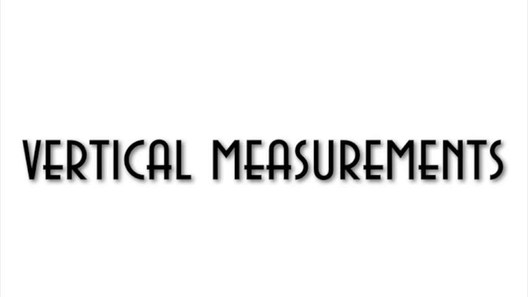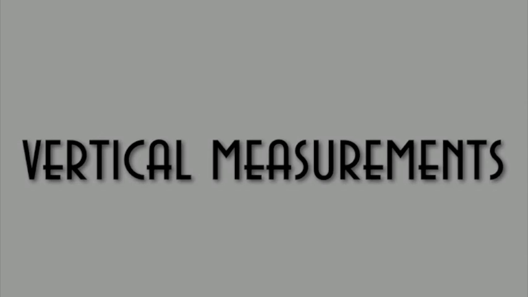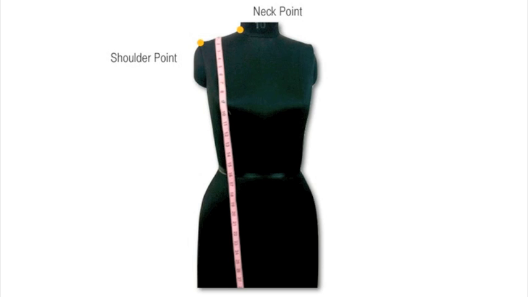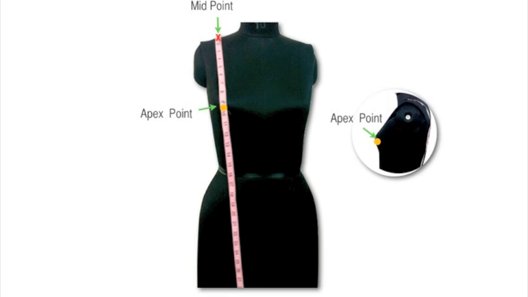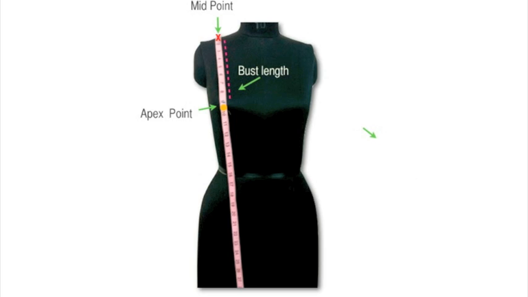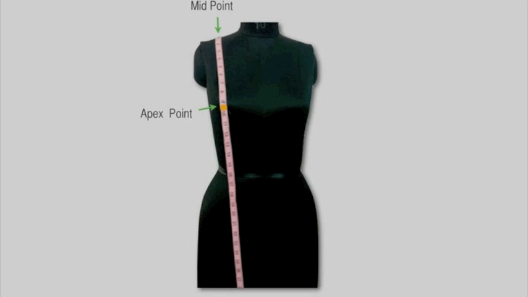Ready? What we're going to do first is capture your vertical measurements, or your lengthwise measurements. Your shoulder seam is the line between your neck point and your shoulder point. Find the midpoint and place the start of your measuring tape right there. The bust length is at the level of your apex point of the bust. The apex point is nothing but the highest point of the bust. Can you see the zoom version there? Right, that is the apex point. The measurement from the midpoint to the apex point is the bust length. So there you go, you get your first measurement.